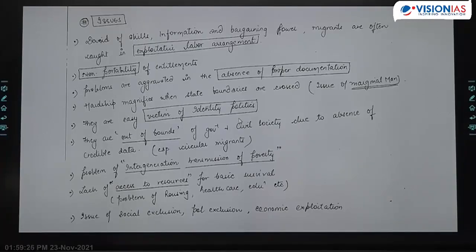However, there is a certain chunk of the migrant population which is subjected to a lot of exploitation, exclusion. Okay? You can also term them as ghost citizens, specifically when it comes down to seasonal migrants. So first and foremost, if I'm talking about informal sector workers who are not educated, or who are not literate, not aware, they are devoid of skills, information and bargaining power. Often these migrant workers are caught in exploitative labor arrangements. There is non-portability of entitlements. The problem further gets aggravated in case of absence of proper documentation. Okay, so an identity crisis also happens, because of which they are excluded from social participation, excluded from political participation, and economically exploited. So this problem of identity and documentation is also a major problem.